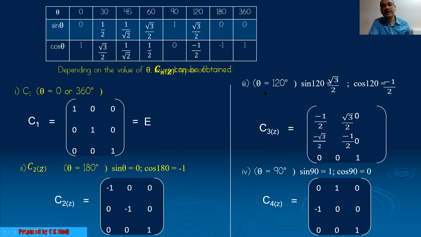In the same way, if we put theta equal to 120 degrees, sin 120 is equal to root 3 by 2 and cos 120 is equal to minus 1 by 2. So putting in these values, the matrix is minus 1 by 2, root 3 by 2, 0; minus root 3 by 2, minus 1 by 2, 0; 0, 0, 1. And if theta is equal to 90, then sin 90 is equal to 1 and cos 90 is equal to 0, so this matrix becomes 0, 1, 0; minus 1, 0, 0; 0, 0, 1.